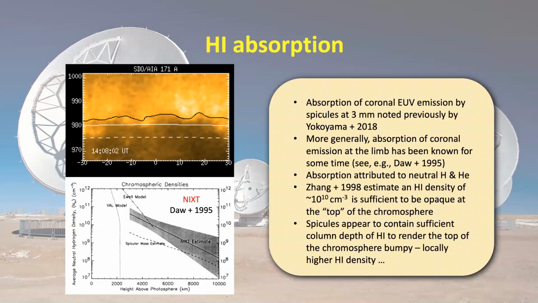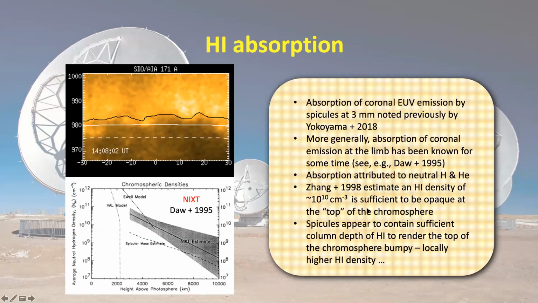Returning to absorption, this is not a new phenomenon. It was noted by Yokoyama in 2018, but more generally, absorption of coronal emission at the limb has been known for some time. A paper by Daw, DeLuca, and Golub back in '95, using mixed observation, showed a good deal of neutral material shown in the lower left figure there, using the normal incidence X-ray telescope.